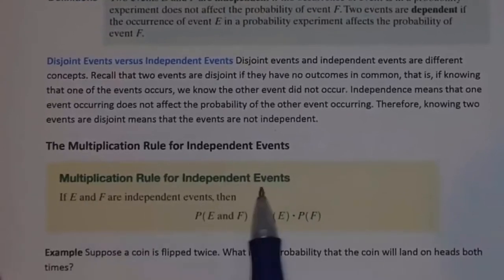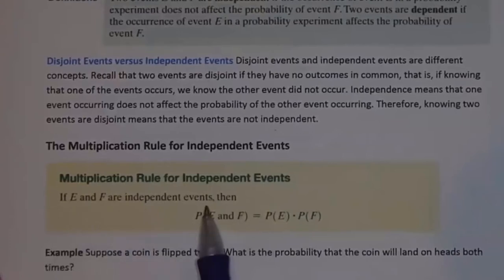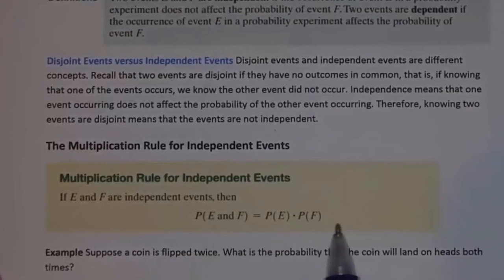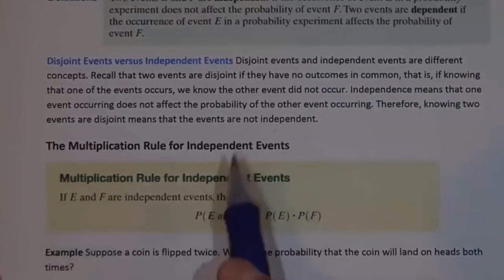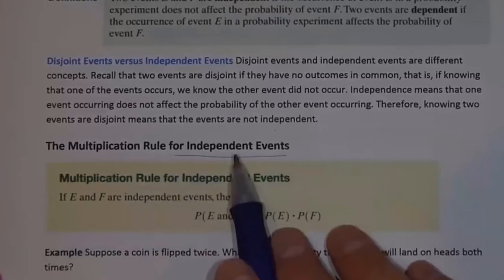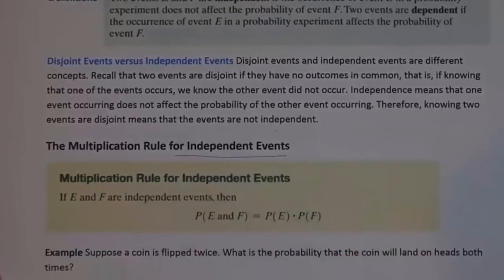So our multiplication rule: if E and F are independent events, then the probability of E and F equals the probability of E times the probability of F. This is the multiplication rule for independent events. We're also going to have a multiplication rule for dependent events in the next section. So it's important to recognize this is the rule if we have independent events.